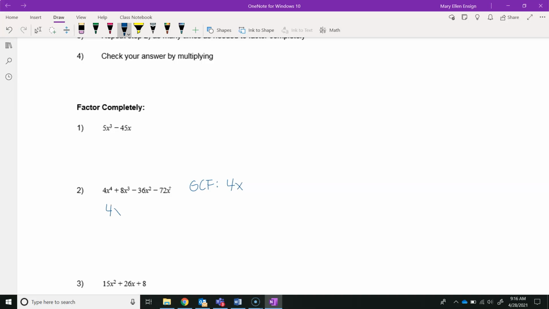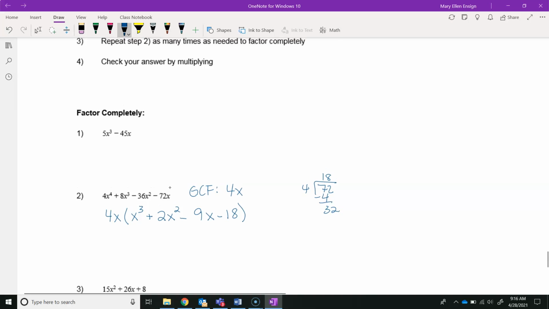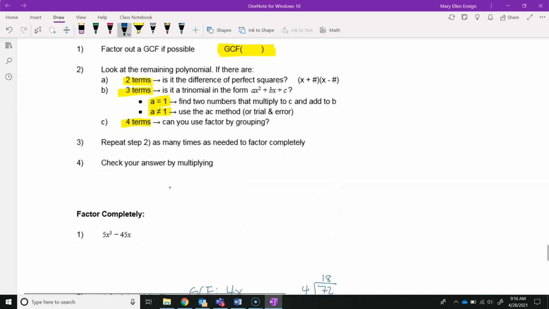So I'm going to have 4x times x cubed plus, well, 8 divided by 4 is 2x squared, minus 9x, and 72 divided by 4 is 18, so minus 18. Okay. So notice that all of the x's in the parentheses, their exponents went down by 1 because I pulled one out here. Okay, so this is like doing that first step. I pulled out the GCF. Now I look at what there is.